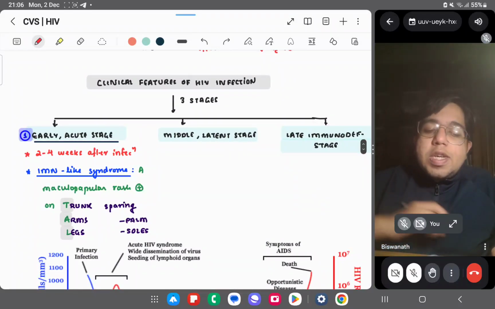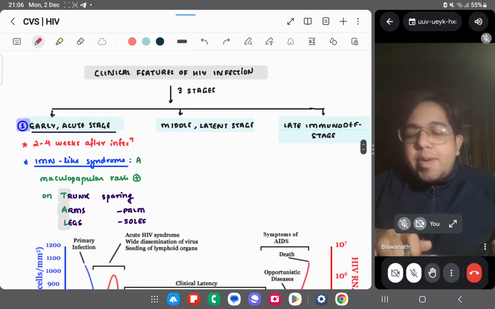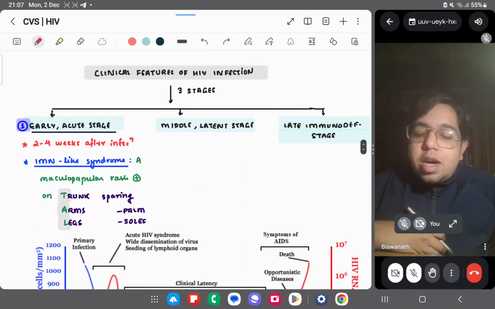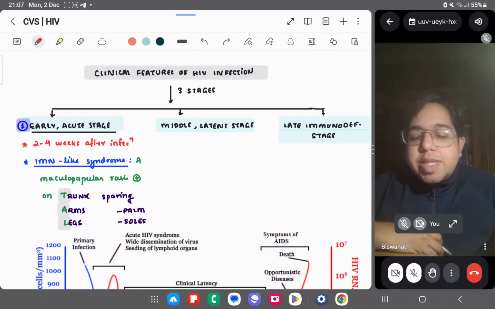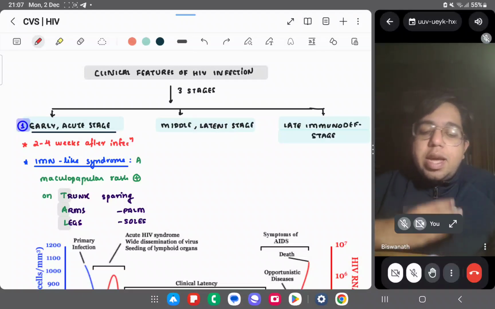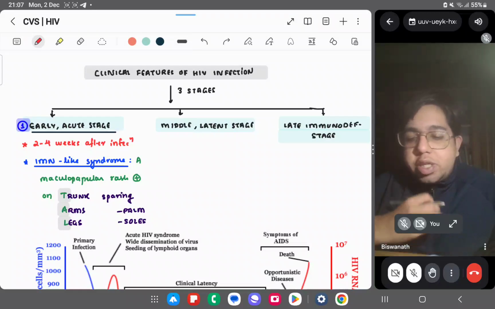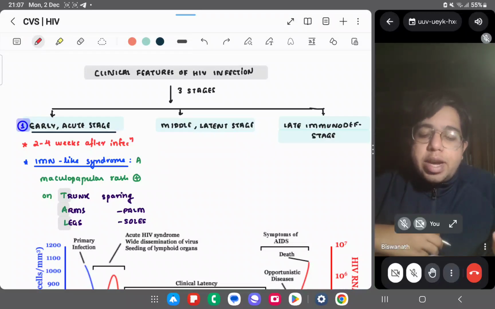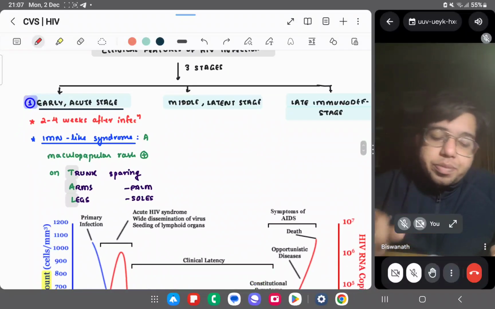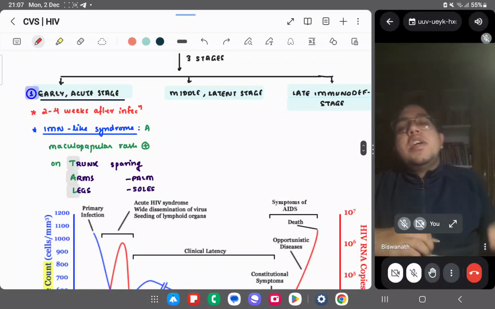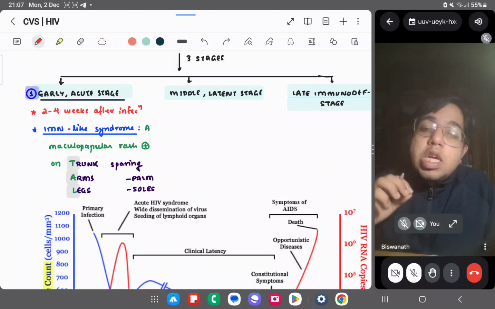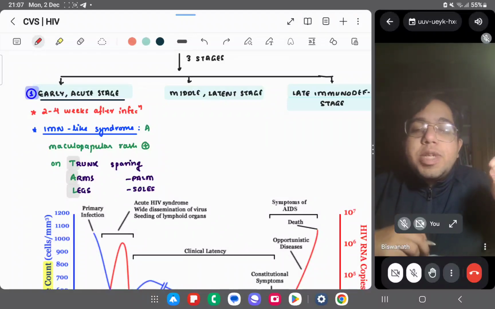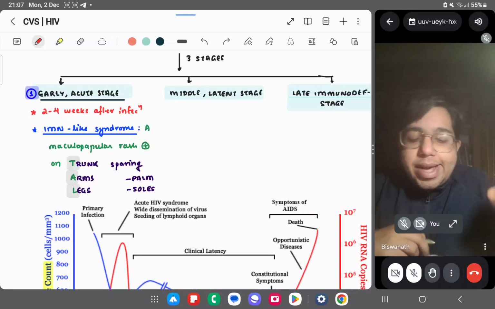Okay. Let's talk about some of the medicine aspects, the clinical features of HIV infection. We have three stages basically: an early acute stage, a middle latent stage, and a late immunodeficient stage. The early acute stage occurs 2 to 4 weeks after infection. We have symptoms like IMN, infectious mononucleosis, like symptoms.